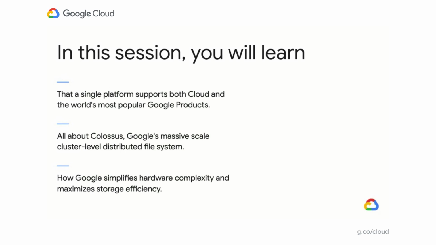And next, we're going to dive into the details of Colossus, the file system that is at the core of this scalability, and talk about how Colossus abstracts out the complexities and messiness of the physical infrastructure to provide a highly performant, cost efficient storage infrastructure for Google Cloud's storage services.